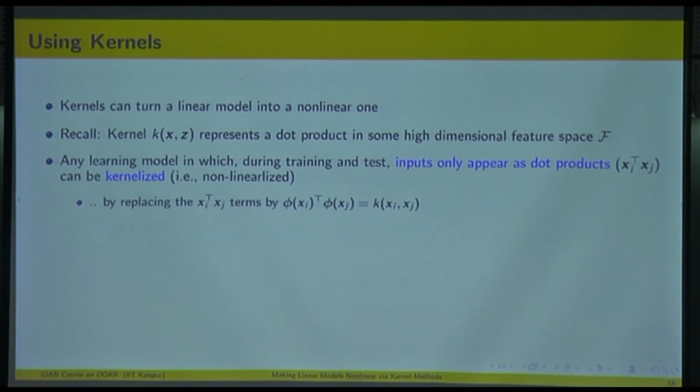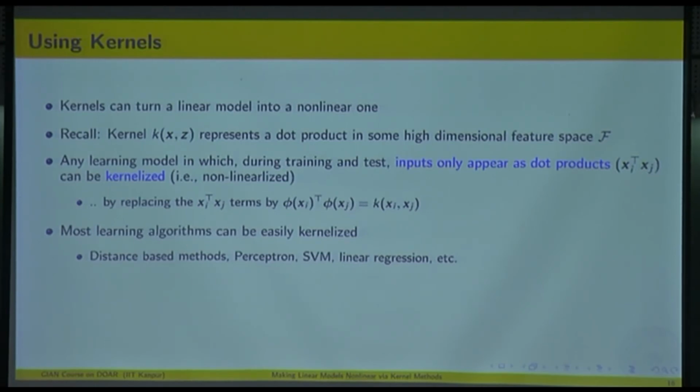Yeah, so all you have to do is think of your machine learning algorithms like linear SVM or linear regression, and if you see that the inputs only appear in this form, you can just replace every occurrence by this thing, which is equal to K of xi comma xj. In fact, many machine learning algorithms that are linear can be easily made non-linear using this trick.